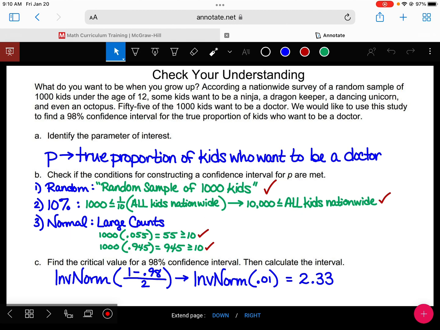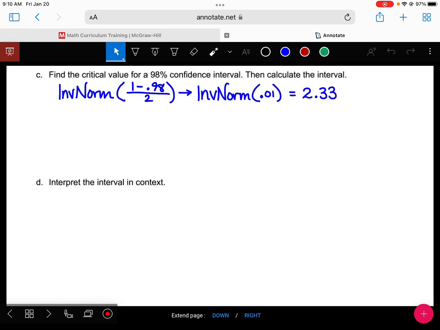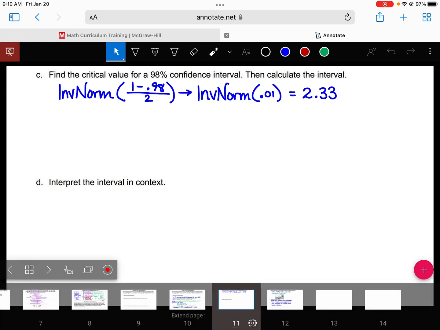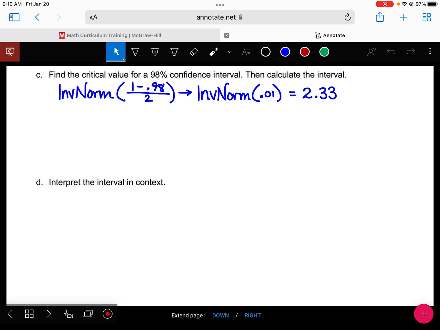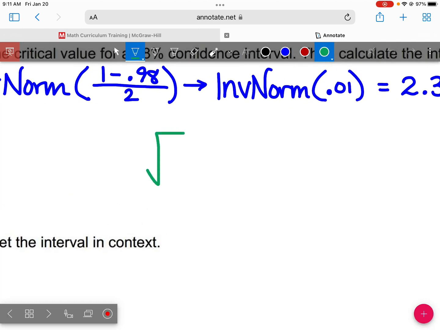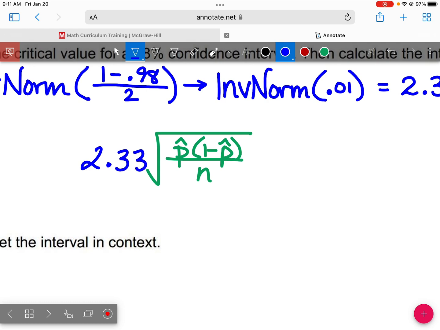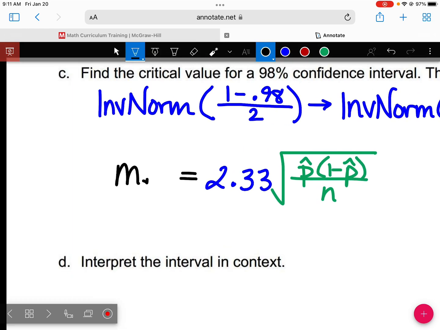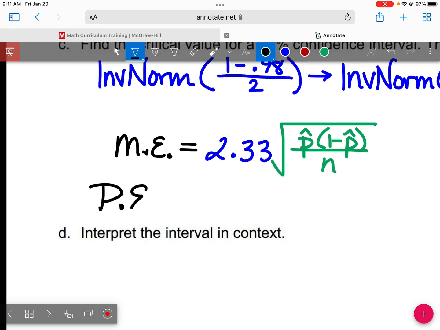How do I calculate my confidence interval from there? Multiply the critical value by my margin of error, or that'll find my standard error. We're going to find the margin of error by taking the critical value times the standard error. How do I find the standard error? Yes, square root of p hat times 1 minus p hat over n. We're going to multiply that by our critical value, 2.33. This is going to give me my margin of error. And then we will do our point estimate plus or minus the margin of error.